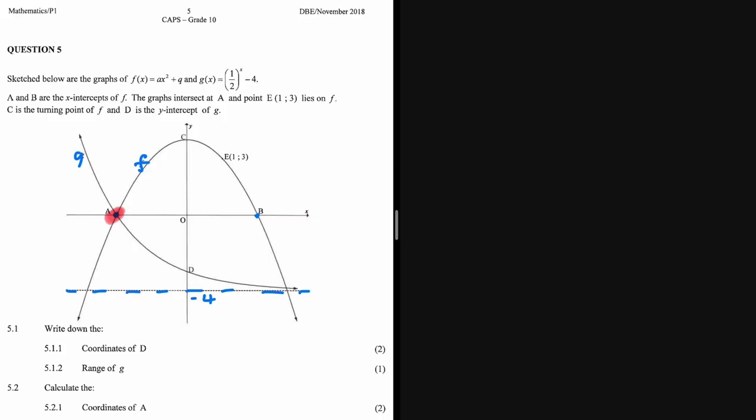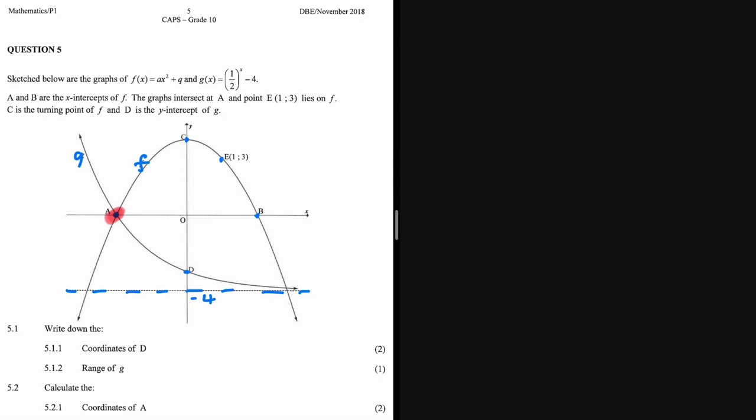So the graph of g and the graph of f are meeting at point A. And then E is a point on the graph of f, and it has the coordinates (1; 3). They also tell us C is the turning point of f, and D is the y-intercept of the graph of g.